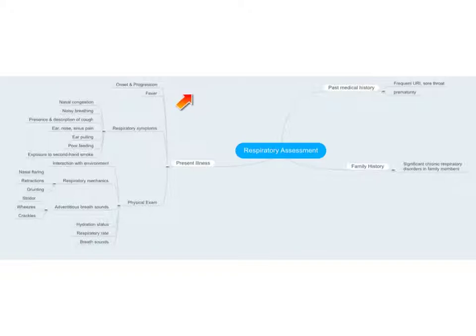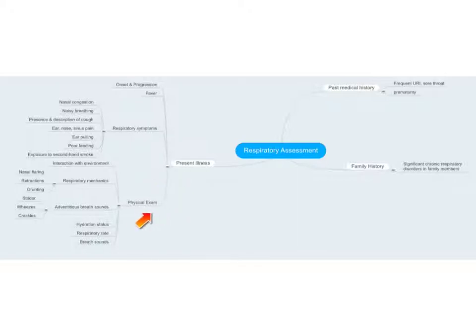Onset and progression of the illness. Has there been a fever? How high has it been? What the respiratory symptoms are, if they've noticed any congestion, noisy breathing, presence of a cough, ear, nose, and sinus pain, pulling of the ear, poor feeding, or if there's been exposure to secondhand smoke.